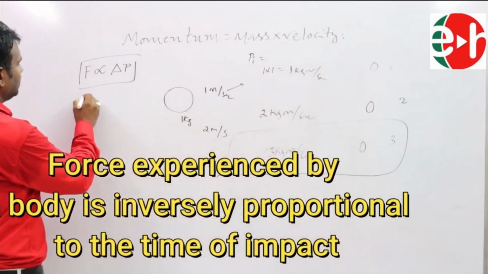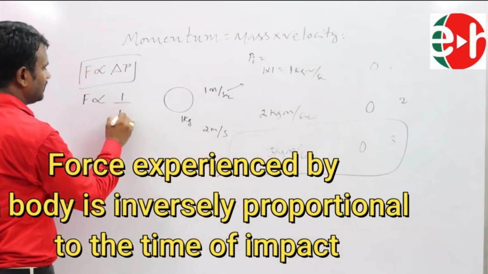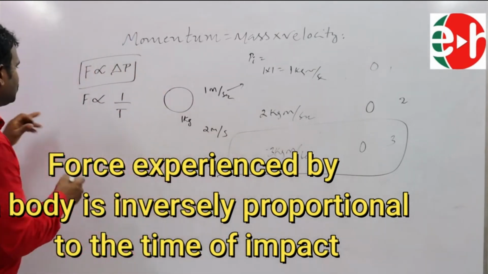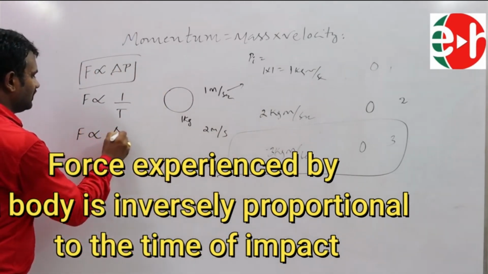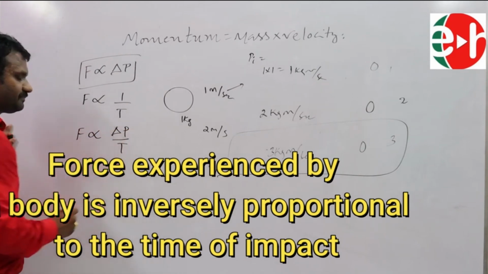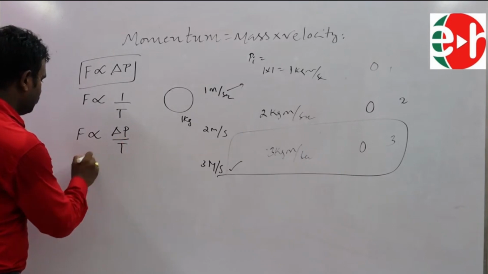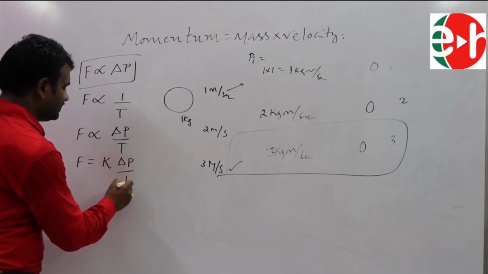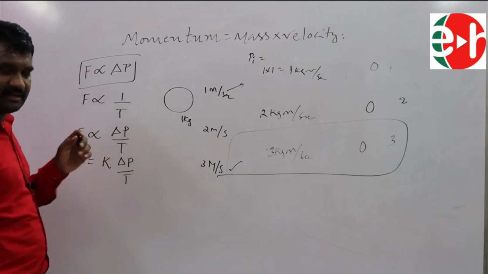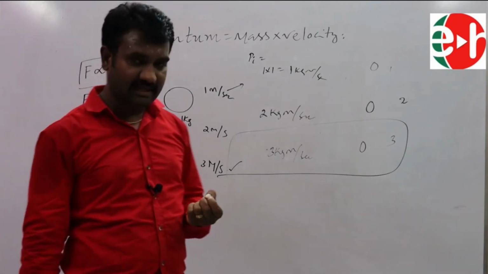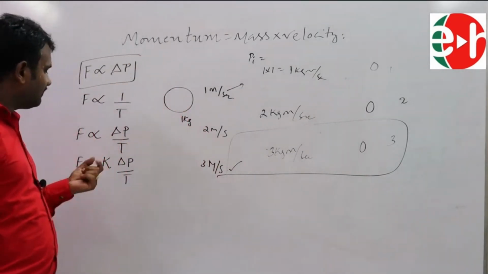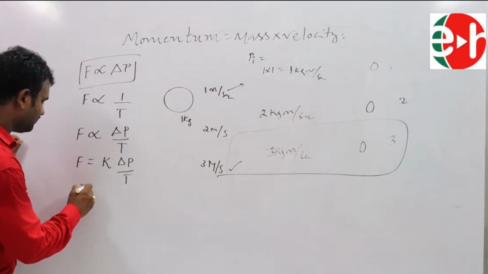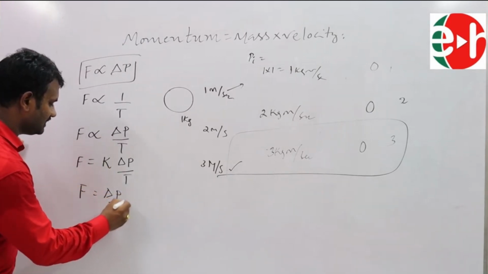Hence we can say that the force is inversely proportional to the time duration in which the body changes its momentum. Clubbing these two, we can write that F is proportional to delta P by T. So by removing this proportionality, we need to keep a constant, that is, F equals K times delta P by T. In another example, I will derive the K value, which leads to 1. So by placing it as 1, F is equal to delta P by T.